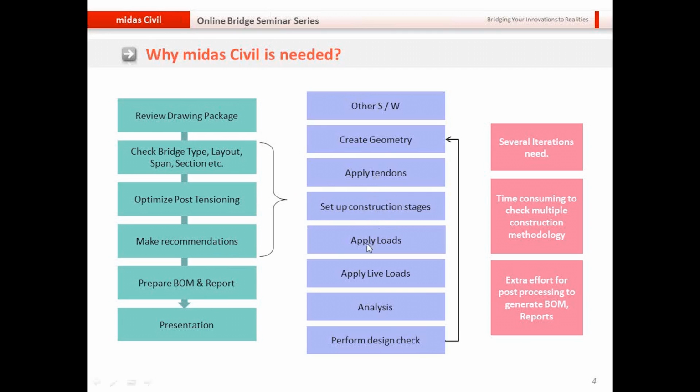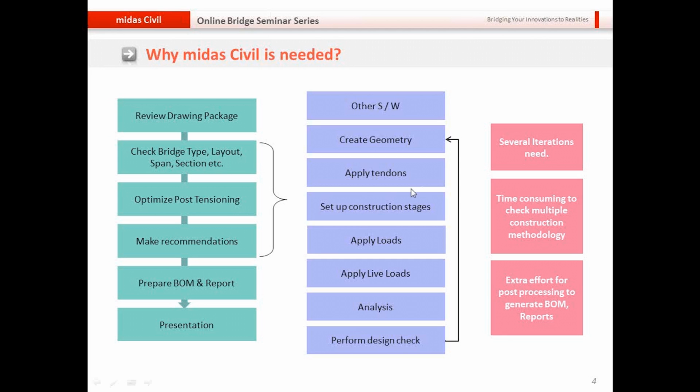Then engineers apply the live loads and the other static loads. Then they perform the analysis, and then they perform the design. Now, if the design checks are not as per the criteria, he has to go back and redo the entire process. So while creating geometry, he has to use a different cross section this time, or if the cross section is fixed, he can alter the span lengths. If not, then he has to modify the tendons.